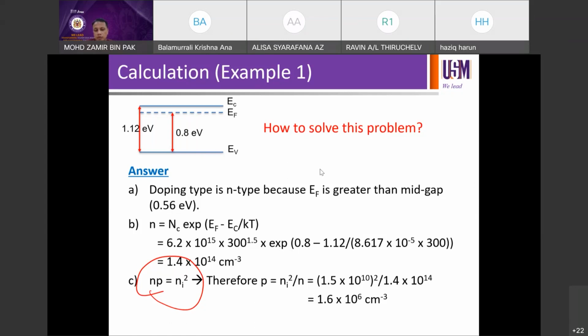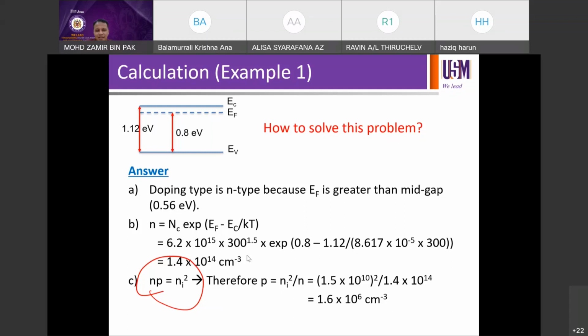n times p equals ni squared. Your n is already known from the previous calculation, right? And then your ni is already given, 1 times 10 to the 10. Okay, you can just use 10 to the 10, square that, and then divide by your majority. Do you notice anything wrong in this calculation? Anyone notice anything wrong in the calculation? Or not so right, if you like? Is there any mistake in this calculation?